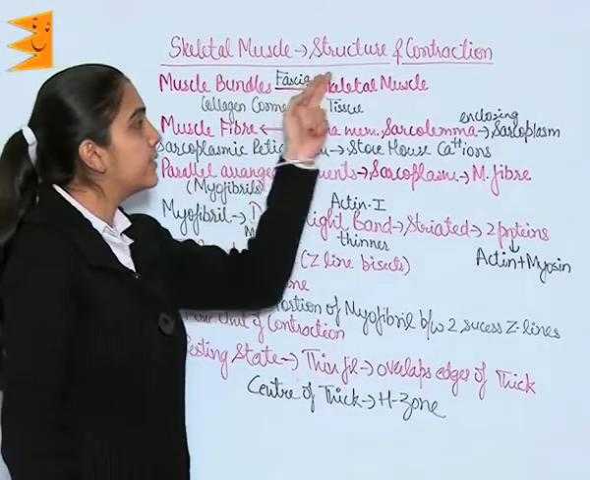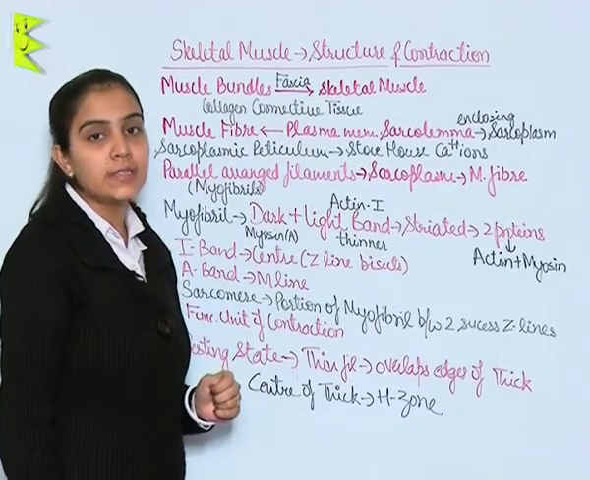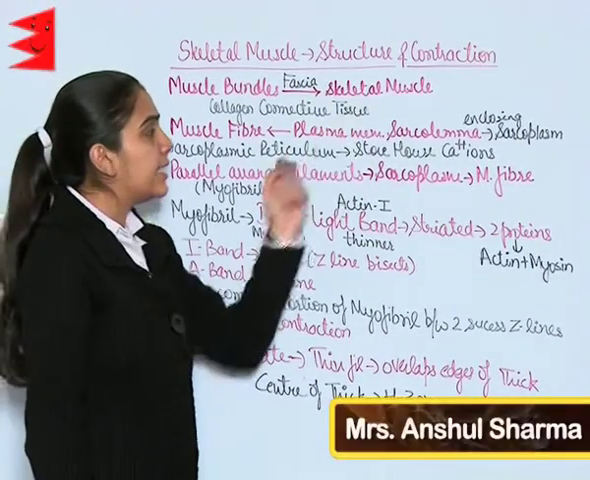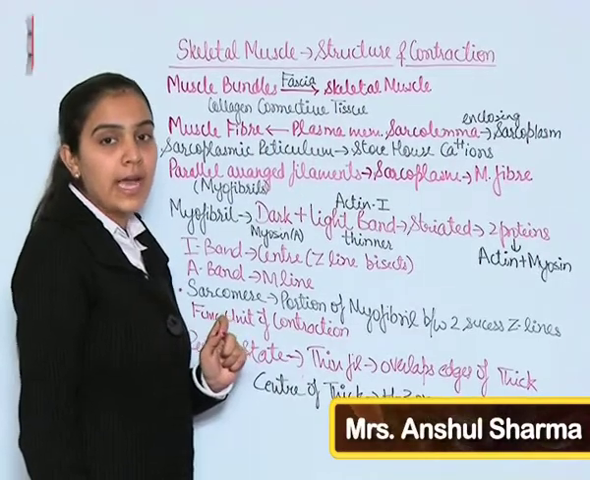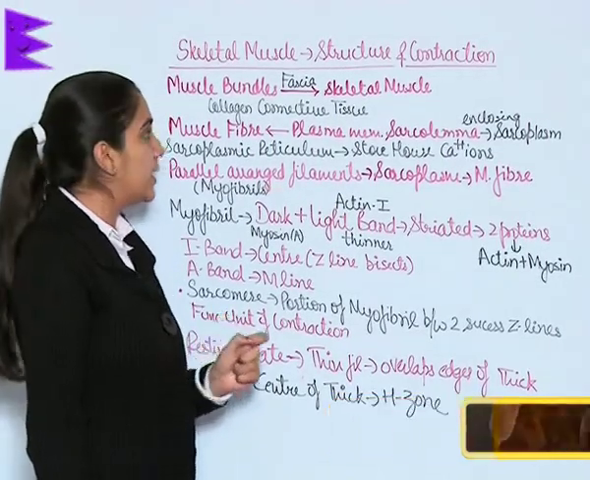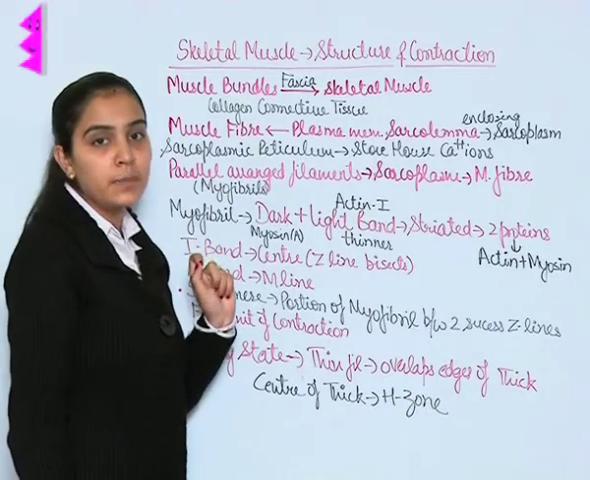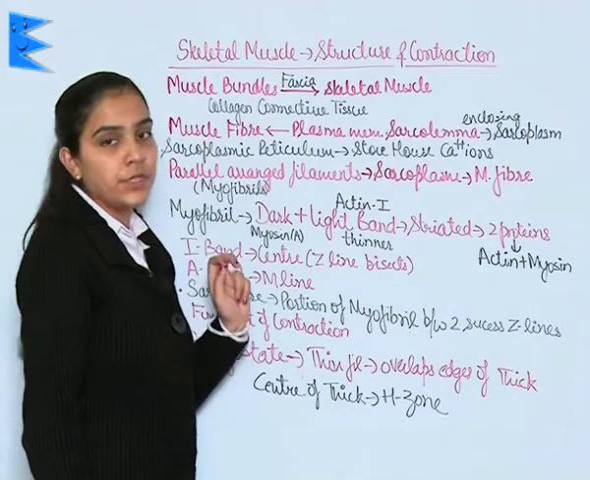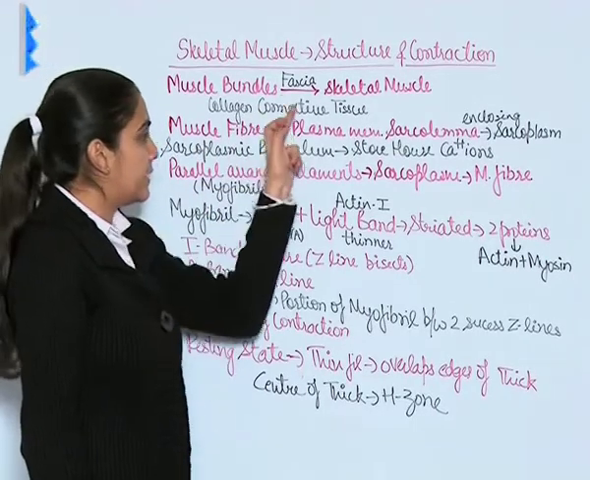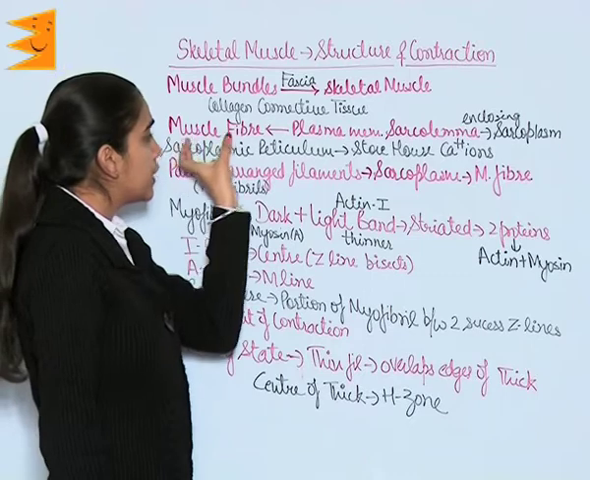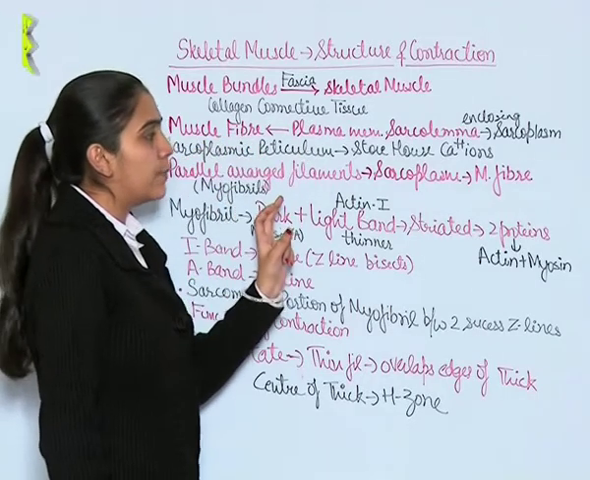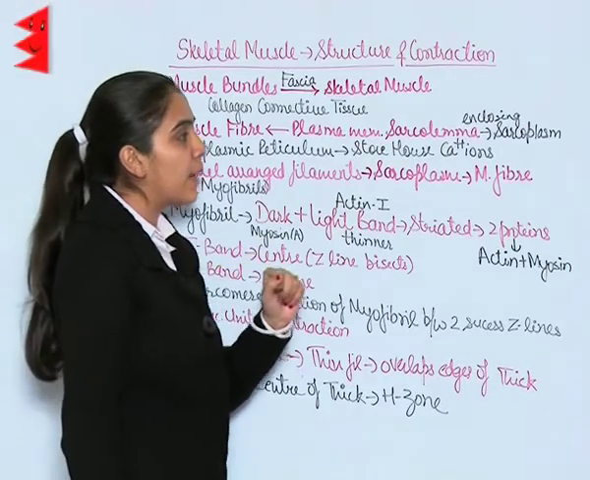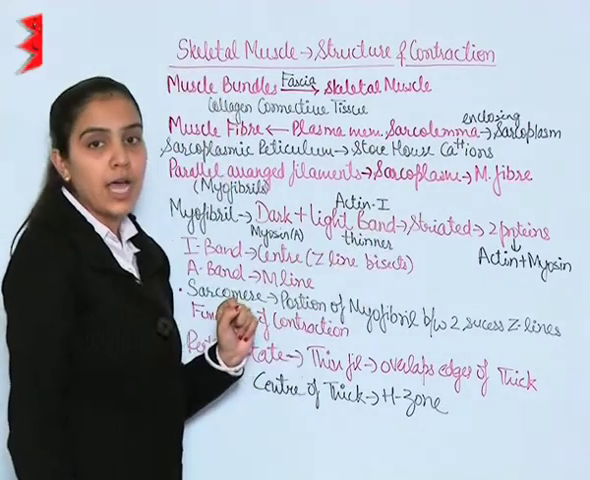Skeletal muscle, its structure and mechanism of contraction. You can see in the diagram any skeletal muscle, any organized skeletal muscle in our body is made up of muscle bundles which are held together by collagen connective tissue named as fascia, and each muscle fiber is covered by plasma membrane known as sarcolemma, which is enclosing sarcoplasm.